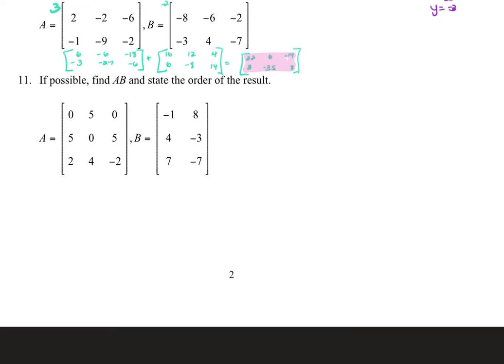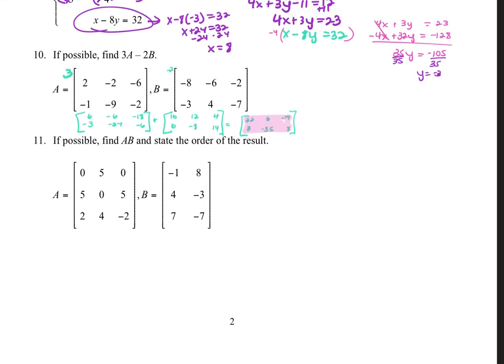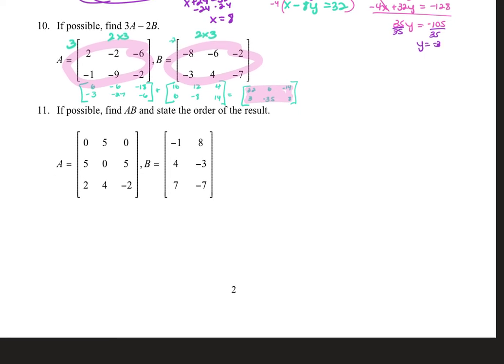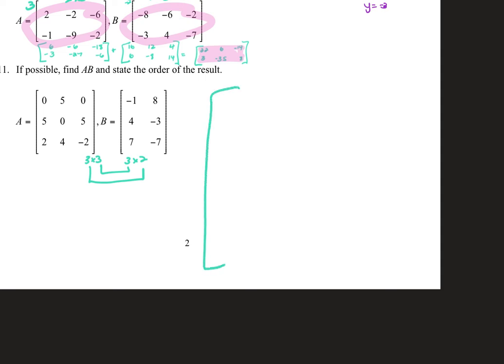Okay, next comes multiplication. And just to note on that last one, in order to be able to add these, you have to have the same dimensions. Because these were both 2 rows and 3 columns, we were able to add. With multiplication, they have to have the same inner number. So this is a 3 by 3, and this is a 3 by 2. The inner numbers match, which means it can be done. The outer 2 is the result. So this is going to be a 3 by 2.